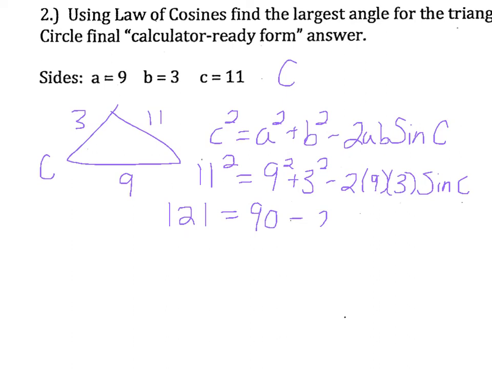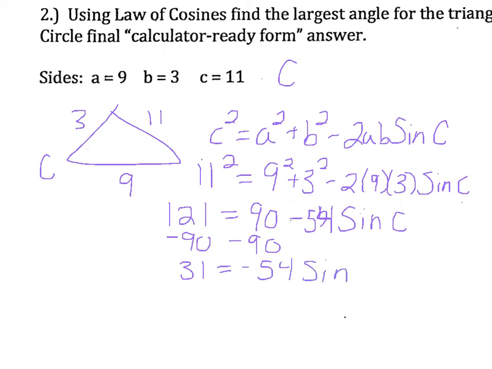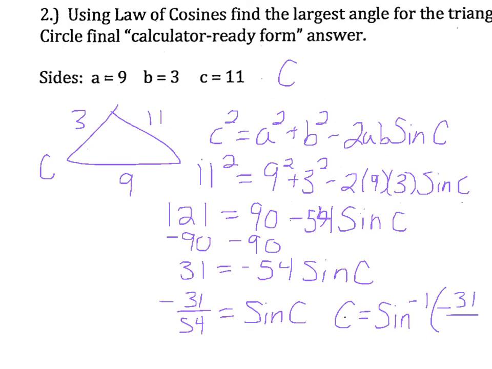which is maybe easier: 2 times 3 is 6. 6 times 9 is 54. So minus 54 cosine C. So then we want to subtract 90. So we have 31 equals negative 54 cosine C. So negative 31 over 54 equals cosine C. And then for our final answer, we want it in calculator ready form. So it would be C equals the inverse cosine of negative 31 over 54.